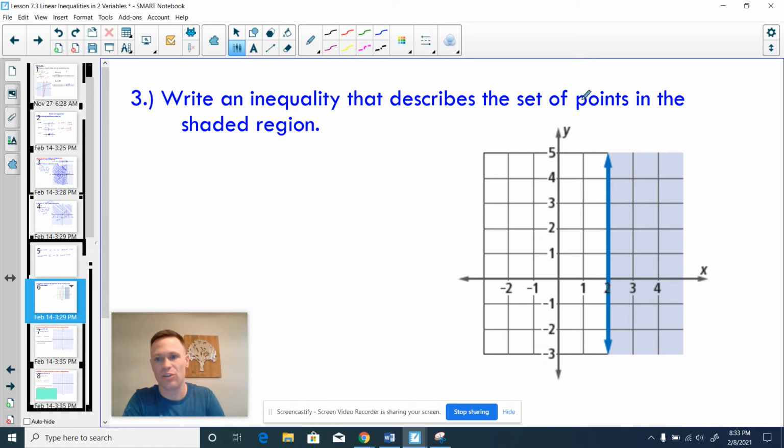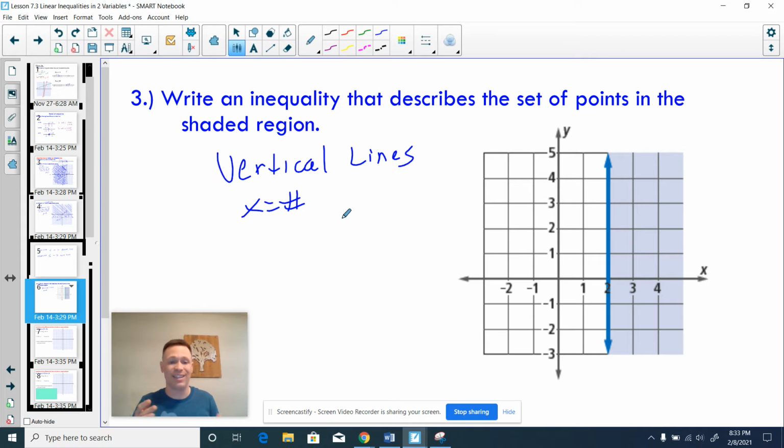It says, write an inequality that describes a set of points in the shaded regions. Now we're given a graph, and we have to write the inequality that goes with it. So the first thing that I would look at is what kind of line is it? This is a vertical line, and we already know that vertical lines have a particular equation form, x equals some number, right? But it's an inequality. We know that because it's got shading. So it's not going to be x equals.